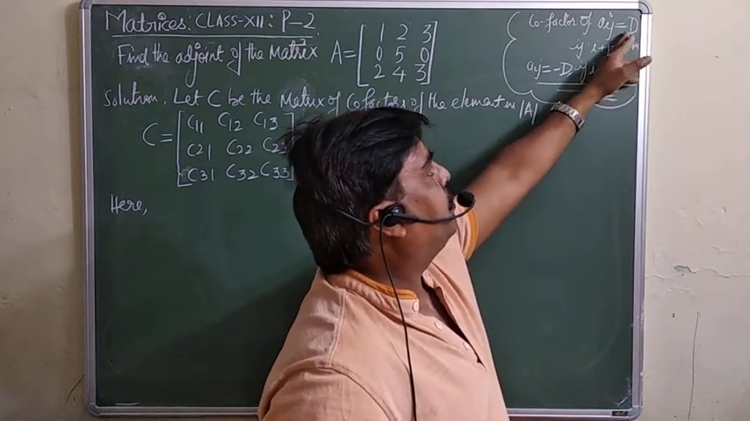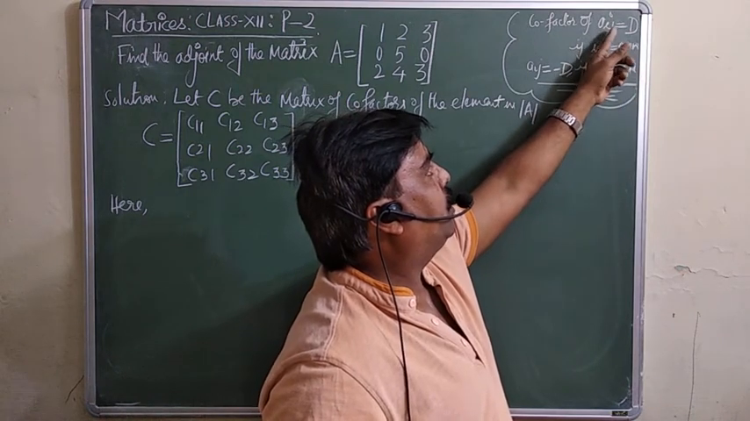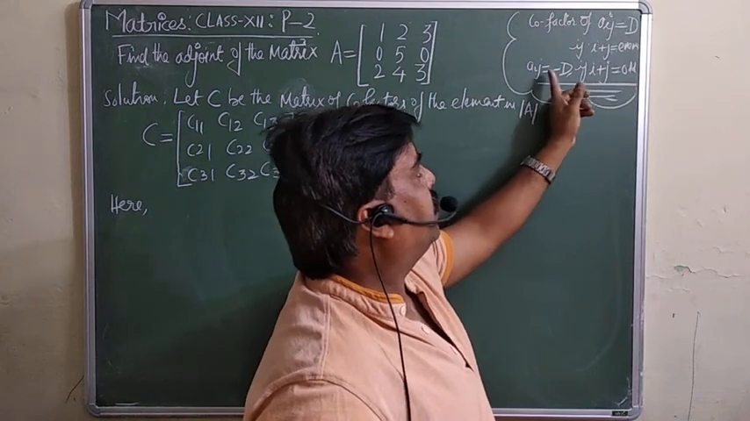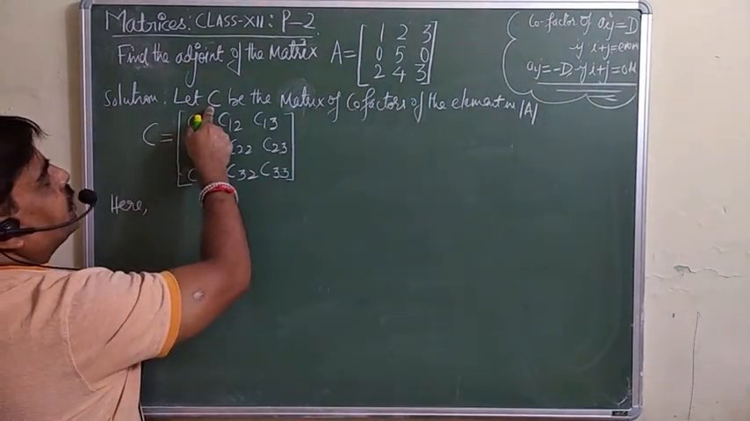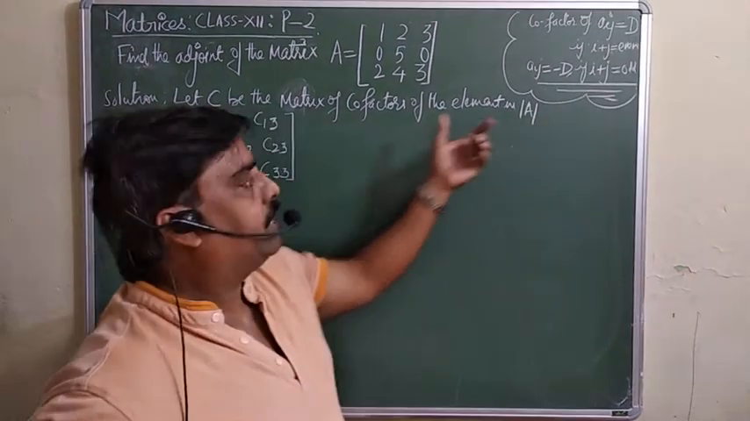The value will be positive if I and J sum is even, meaning the row and column sum is even, then you will get a positive value. And if it is odd, then you will get the negative. So you can understand from here also. So I assume C is the matrix of cofactors of the elements in this determinant A.